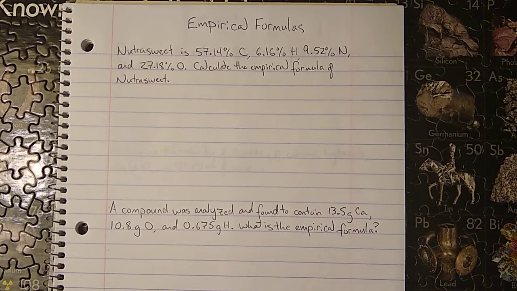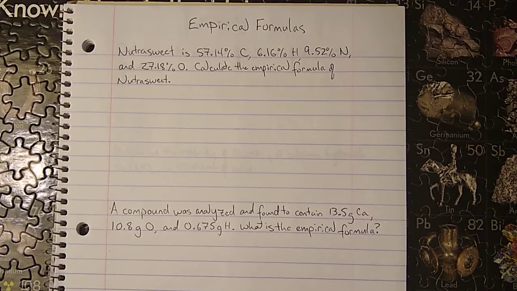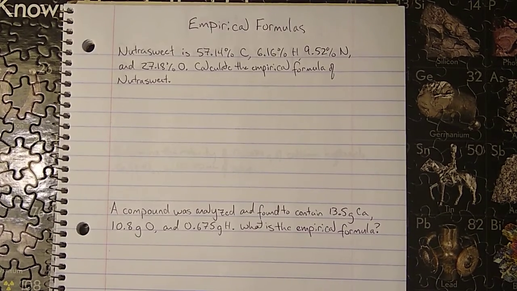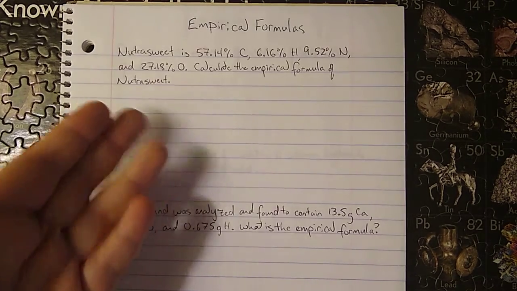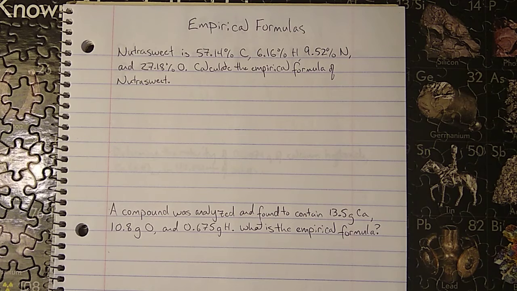So when we're done here, we're basically trying to find a ratio that says each element, but we want to do it in a way that it gives us the smallest ratio. For instance, let's look at the first question. NutraSweet is 57% carbon, 6% hydrogen, 9% nitrogen, and 27% oxygen. We'd like to calculate the empirical formula for NutraSweet.